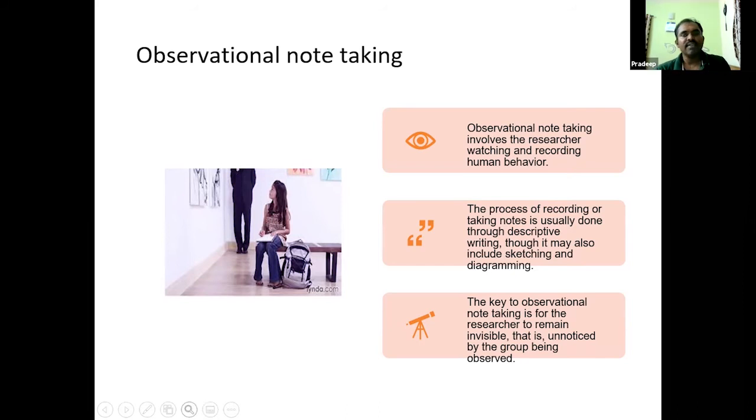So they actually behave naturally, whether the customer is looking at that particular billboard, or at that particular product, whether they are irritated or happy, how much time they spend. You can observe a lot of things. I'll send you a sample observation note taking. You can refer to it later.